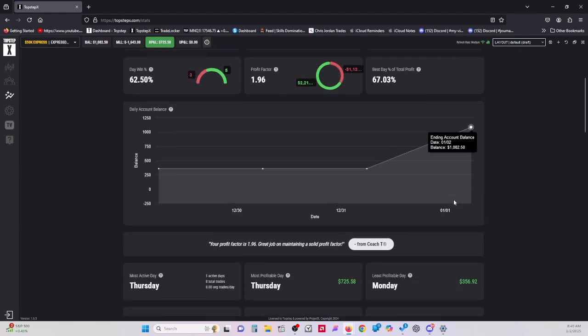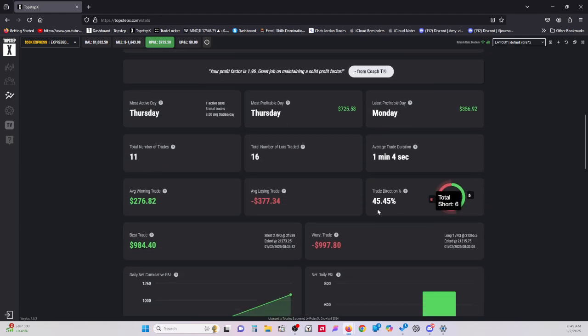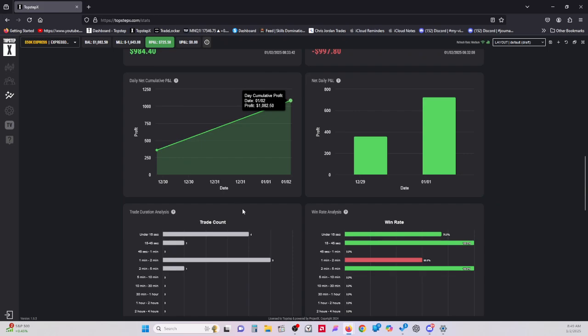Profit factor 1.96. As you see, my worst trade was 997. This is simply because this is from today actually, because I didn't get out in time. I ended up closing too late when I was supposed to close around $400 because I did try to give it room, right?